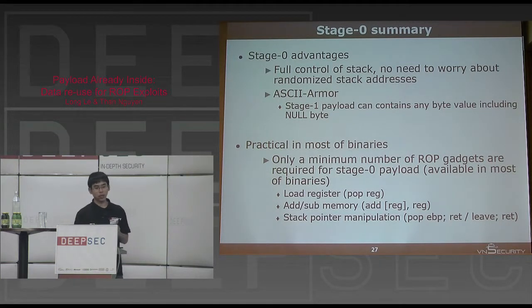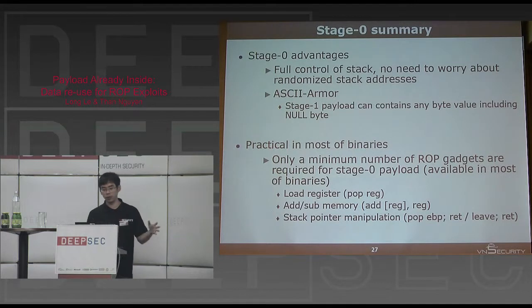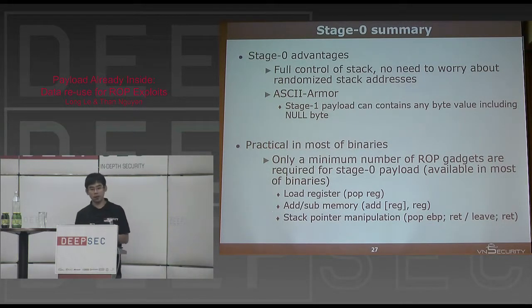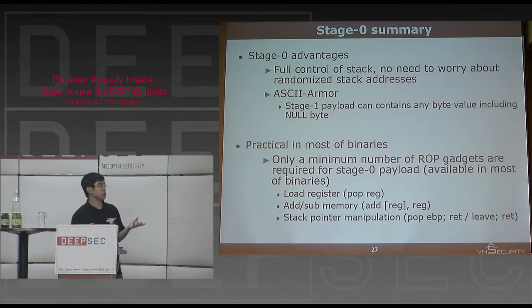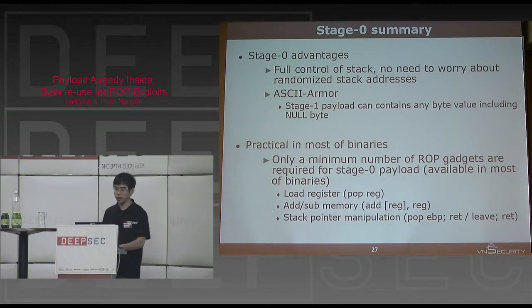And it's very practical. We surveyed most of the Linux distributions and all of the binaries, and the thing we need is available in all of the binaries we checked. Basically, we only need 3 ROP gadgets for state 0: some load register, some XOR or sub memory, and one stack pointer manipulation, something like pop EBP and leave.